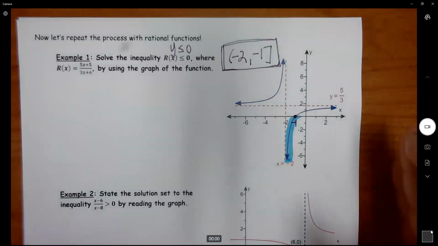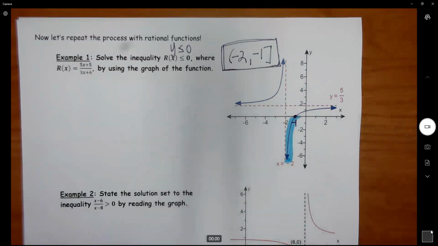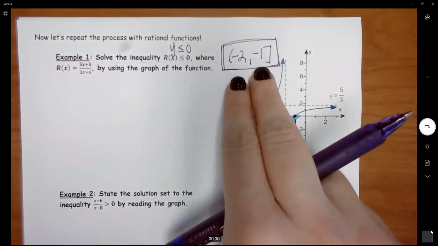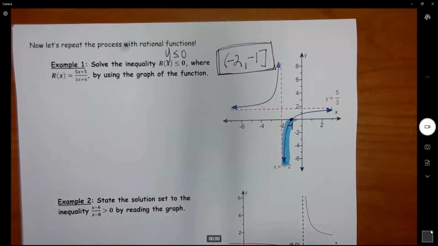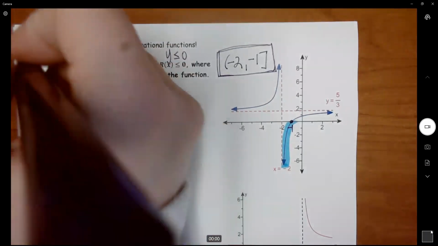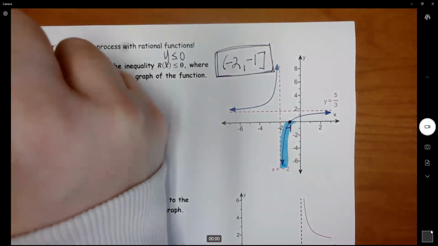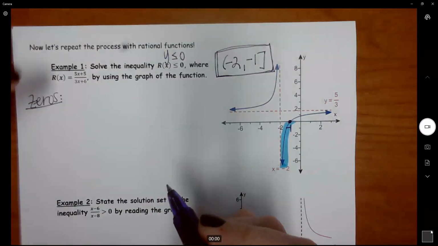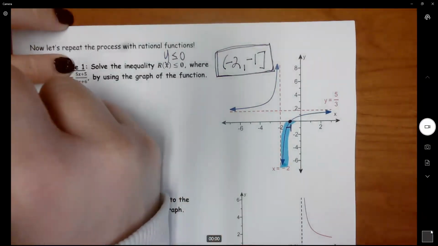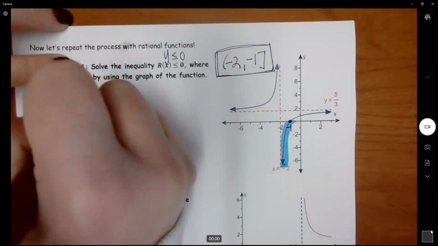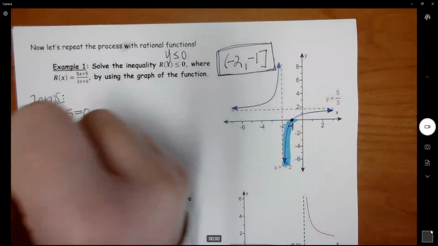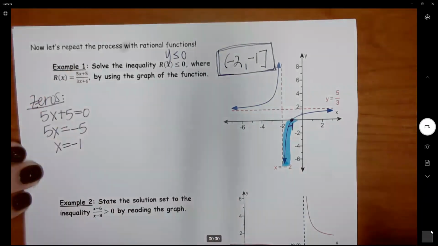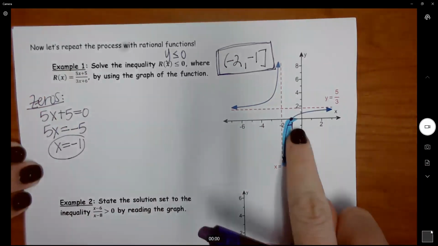Now, this is all we have to do, but I want to show you something for when we go to the next portion and have to solve these algebraically. These two numbers I can reach by looking at my function. The first thing that this function tells me are my zeros, and your zeros come from the top. So when I set 5x plus 5 equal to 0 and solve, I'll subtract my 5 and divide by 5, and I get that x equals -1, which is right here on my graph.